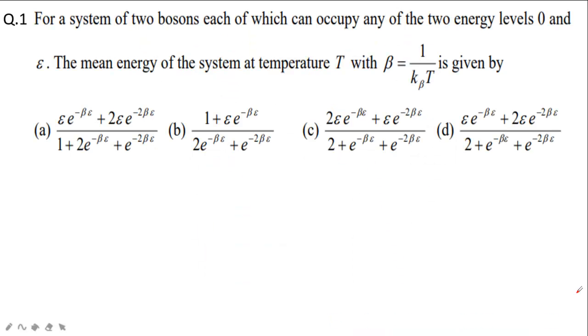So here we go. This is our question number 1. For a system of two bosons, each of which can occupy any of the two energy levels 0 and epsilon, the mean energy of the system at temperature T, with beta equals 1 upon kBT, is given by, and there are 4 options. Let's first understand this question. In the first video, I was explaining in English only, but from this video, I'll explain in English and Hindi as well for the Hindi medium students.